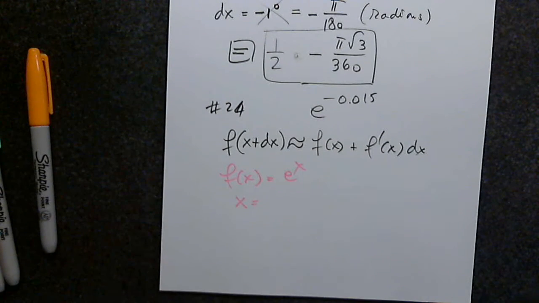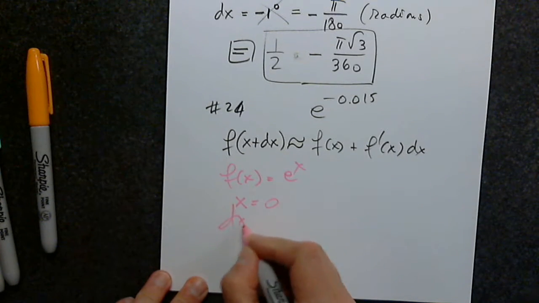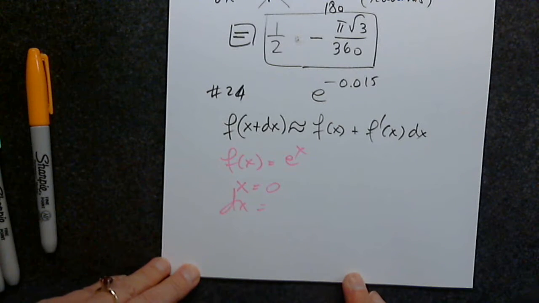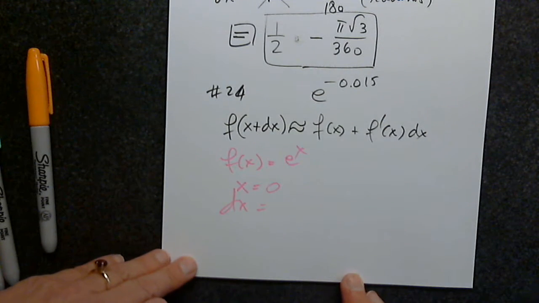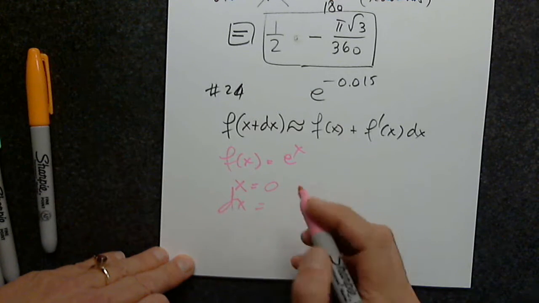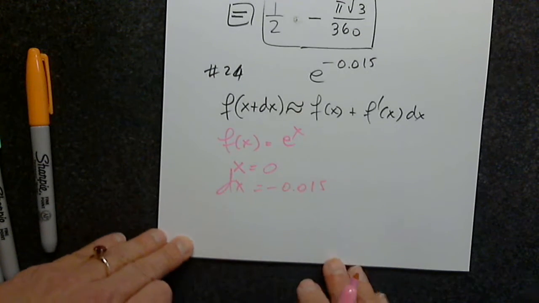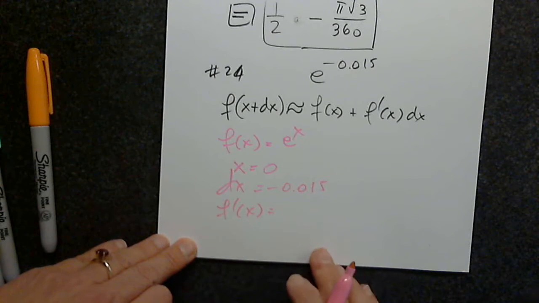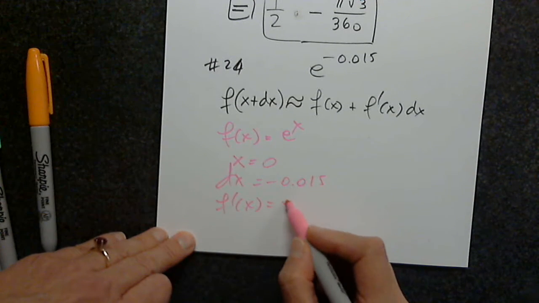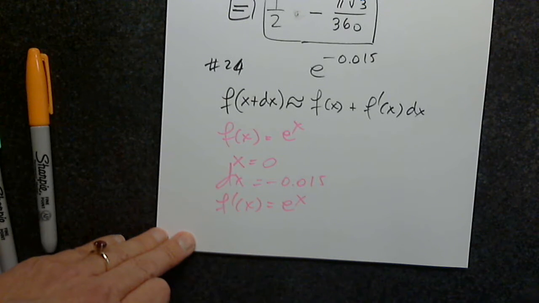x must be something known, because otherwise, what's the point? Very close to negative 0.015. Of course. Absolutely. x is 0. How much is dx? But negative, right? Excellent. How much is f prime? That's our best friend, e to the x. Good. Let's put everything together now.